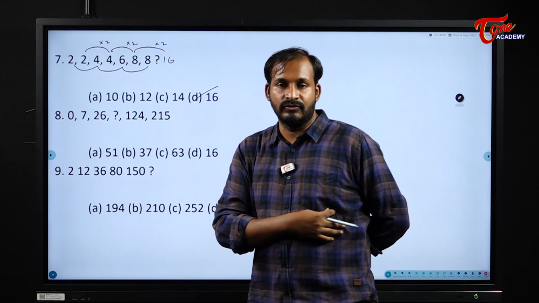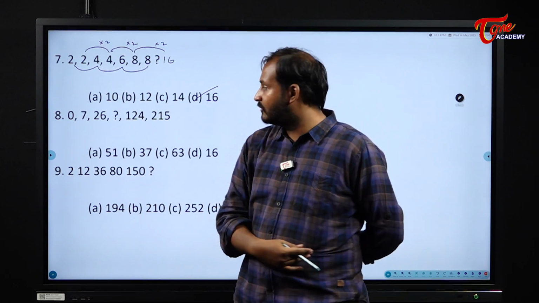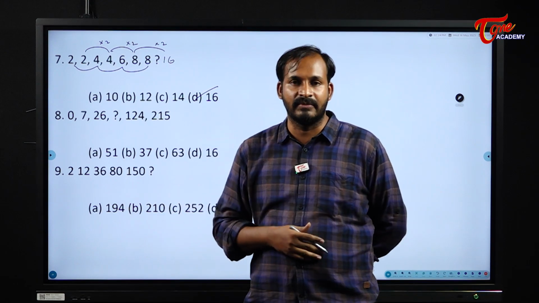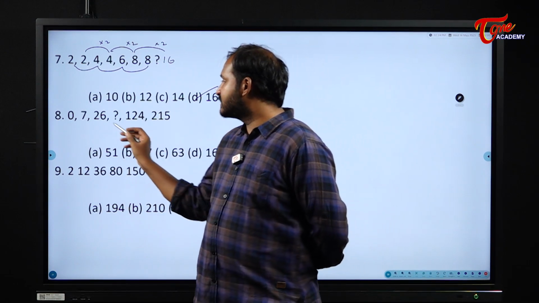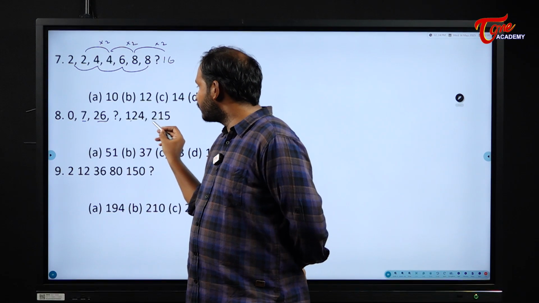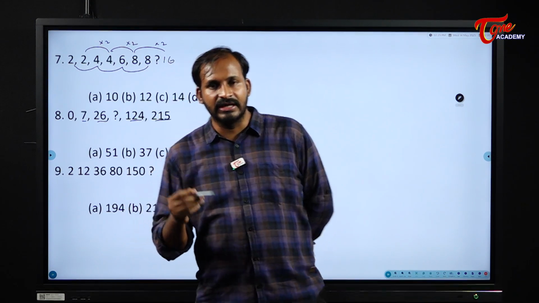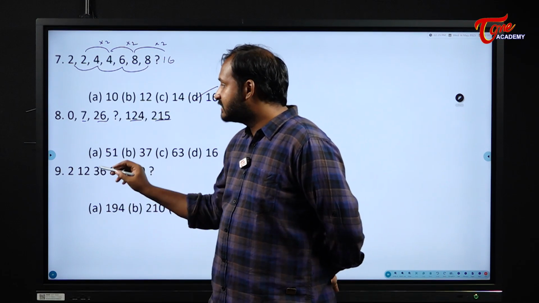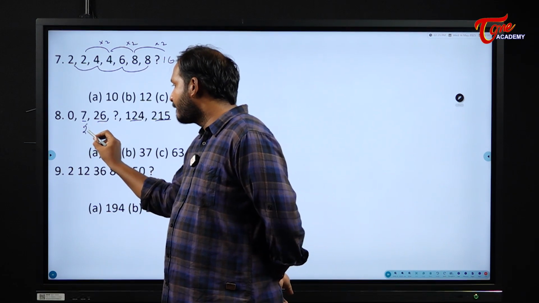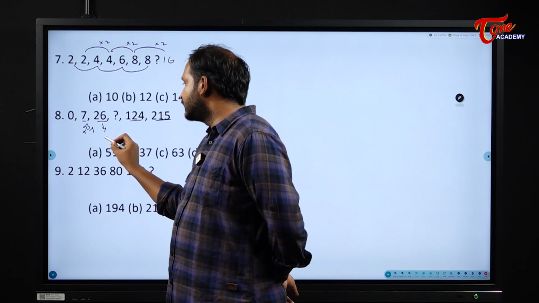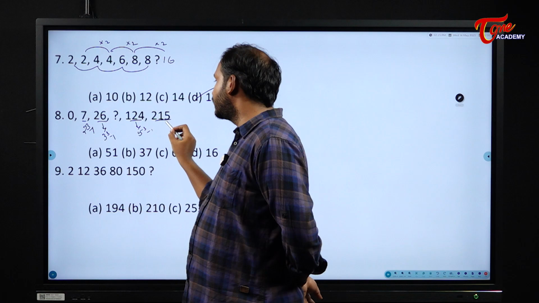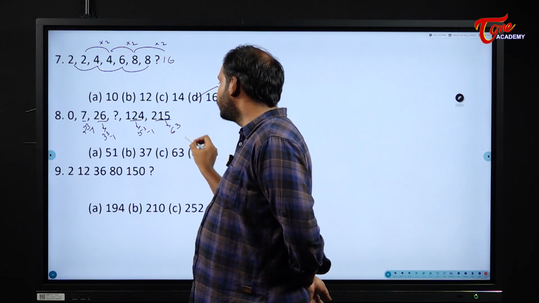I have already told you, not only squares and cubes, you should be able to identify the plus or minus ones to them, or plus or minus those numbers to them. See here: 7, 26, 124, 215. If you observe carefully, those are nearer to what? Cubes. 7 is 2 cube minus 1. 26 is 3 cube minus 1. 124 is 5 cube minus 1. 215 is 6 cube minus 1.